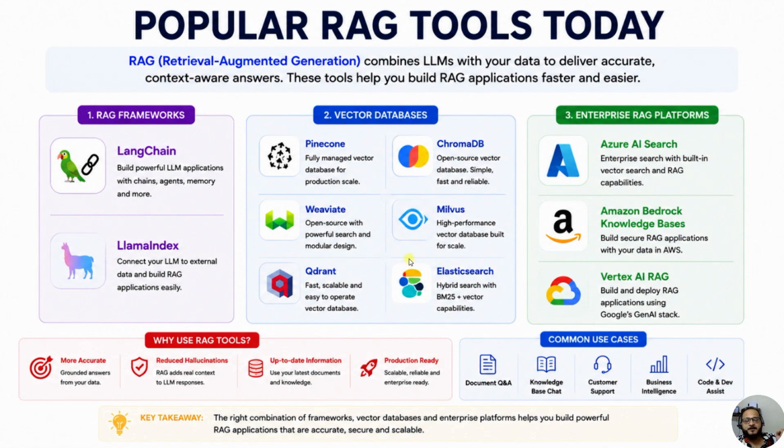And these are the popular RAG tools available in the market. If you look at frameworks, these are LangChain and LlamaIndex. In terms of vector databases, there are many available, and there are also enterprise RAG platforms. In comparison to an LLM, RAG provides more accurate information because of access to your personal data.